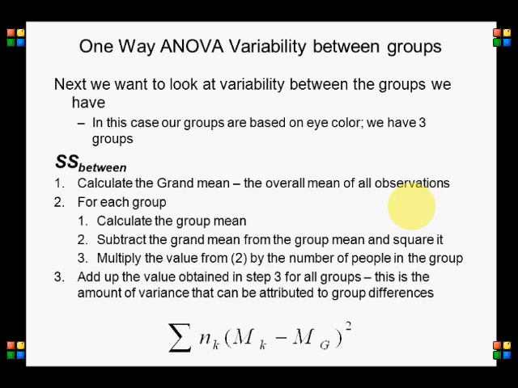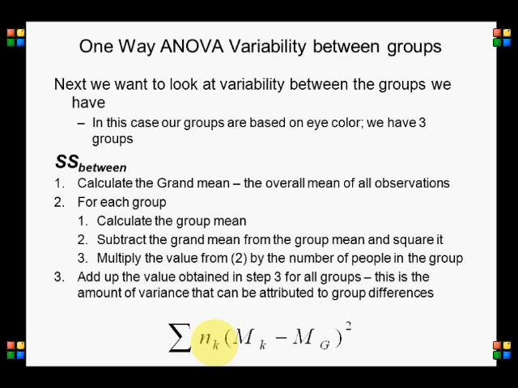And we'll see how this gets filled out as we go along. So the next thing we want to do is look at variability between the groups that we have. In this case, our groups are based on eye color, and we have 3 of them. The first step is calculating the grand mean, which we've already done. Then for each group, we calculate the group mean. And when we look at this, M sub k means the mean for each group minus the overall grand mean. So again, I'm calculating a sum of squares, right? I'm taking the mean of a particular group of blue-eyed people minus the overall mean. I'm squaring it. And then I'm also multiplying it by the number of people that are actually in that group.